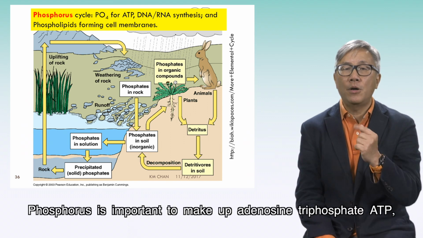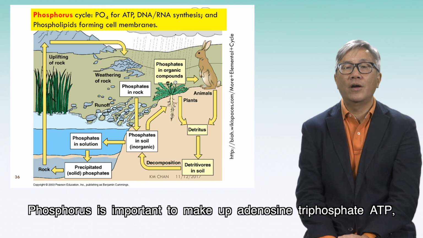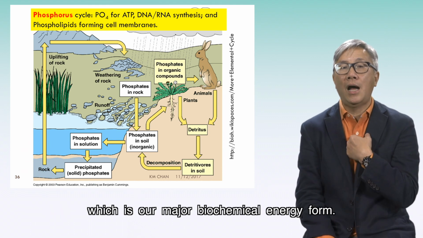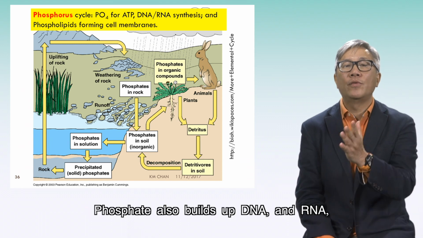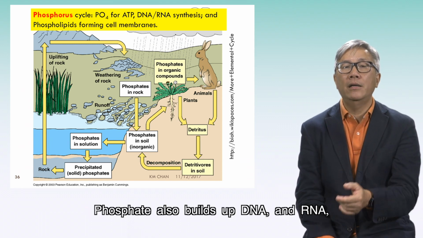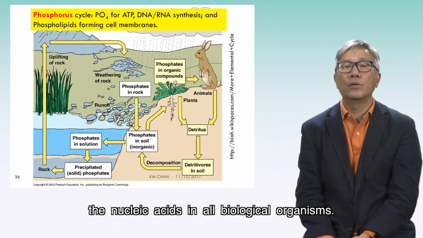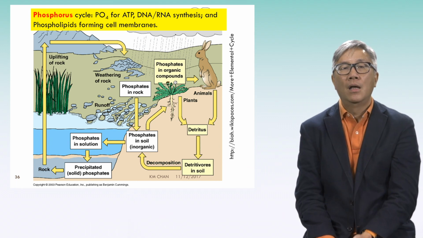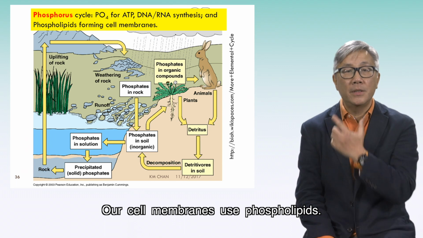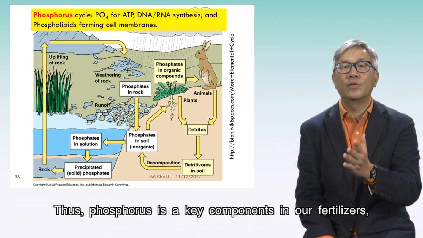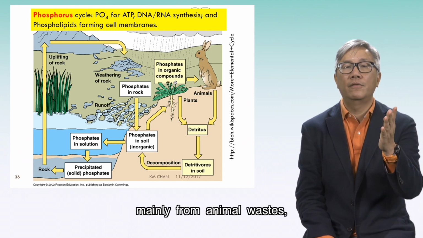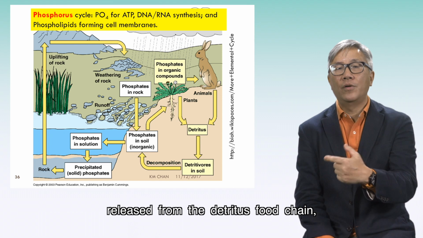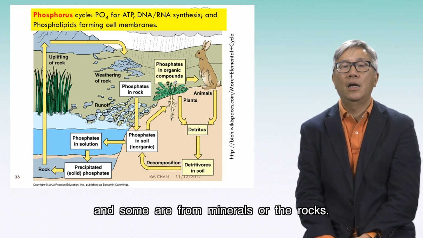Phosphorus is important to make up adenosine triphosphate, ATP, which is our major biochemical energy form. Phosphate also builds up DNA and RNA, the nucleic acids, in all biological organisms. Our cell membranes use phospholipids. Thus, phosphorus is a key component in our fertilizers, mainly from animal waste, released from the detritus food chain, and some are from minerals or the rocks.